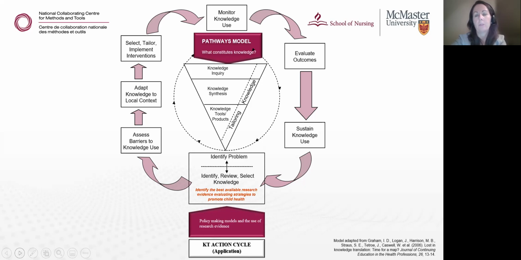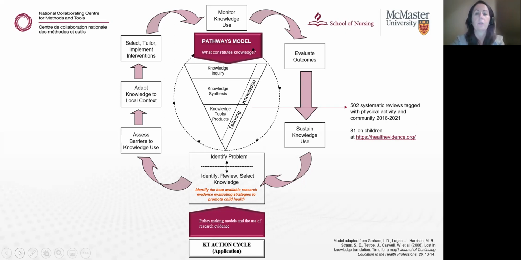And that's where we move to the outer circle that goes around that triangle that starts with identifying a problem. And then as we move to the left and up, it involves assessing barriers to knowledge use, adapting knowledge to the local context, selecting and tailoring your implementation interventions, thinking about how you're going to monitor knowledge use, how you're going to evaluate the outcomes of implementation, and then how you're going to sustain knowledge.